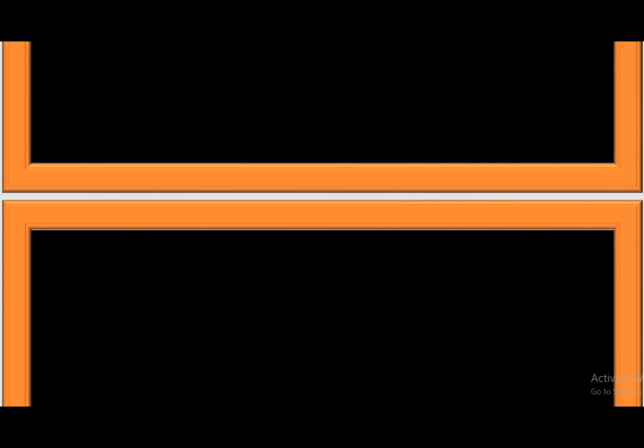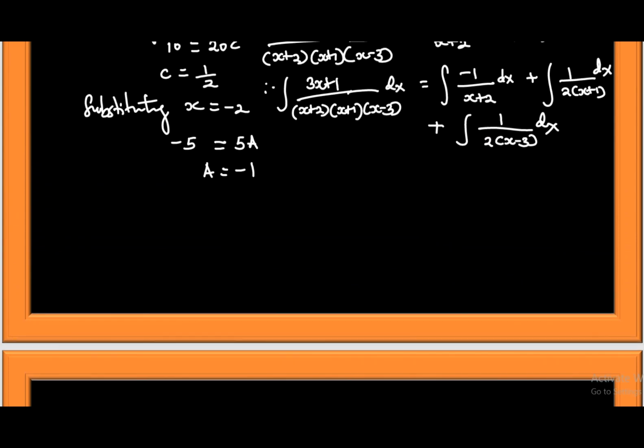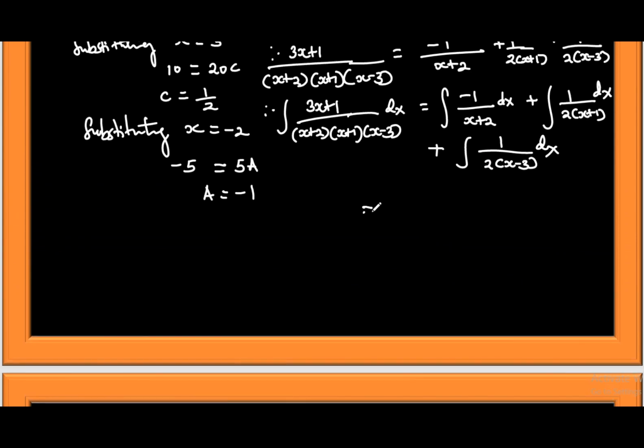Having the very most correct answers here, so I'm going to quote the integrals of each of them. For the first one, we expect that when you integrate negative 1 over x plus 2, the answer will be negative natural log of x plus 2. Then the next one, we shall have a half, which is a constant. Then when you integrate 1 over x plus 1, you will get ln of x plus 1. And then finally, we shall have a half natural log of x minus 3 plus our constant.